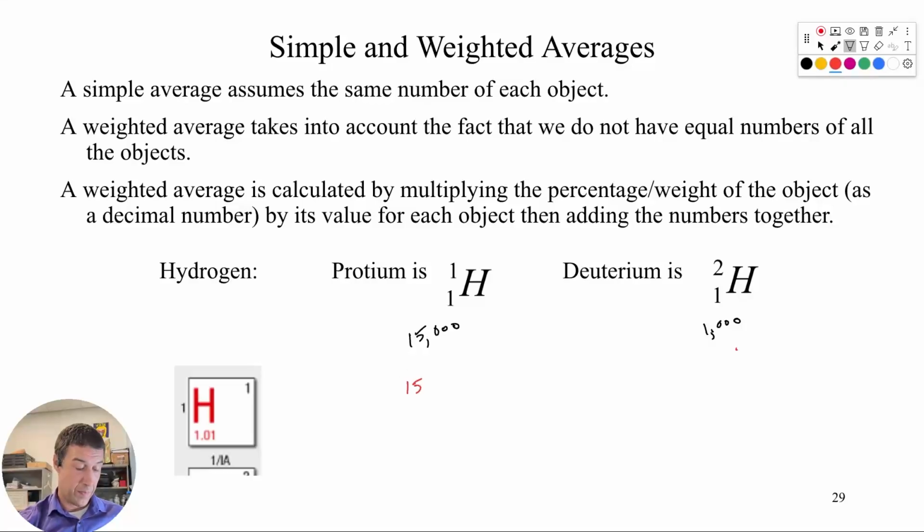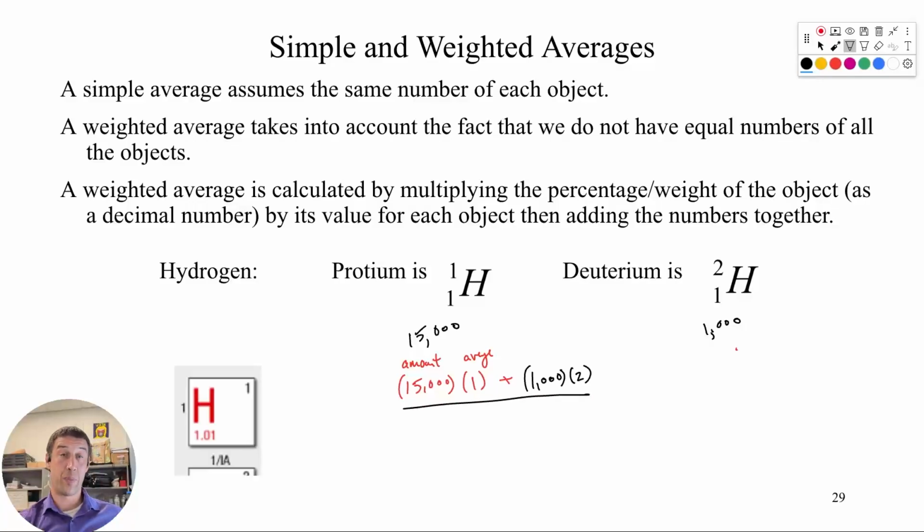Well, I could say 15,000 times 1. So this is an amount times the value that we're concerned about. And in the other case, we've got our amount times its value, and then we add that up, and then we would divide by the total sample size. What was the total sample size? 15,000 plus 1,000 would be 16,000, and then this would get us our average.